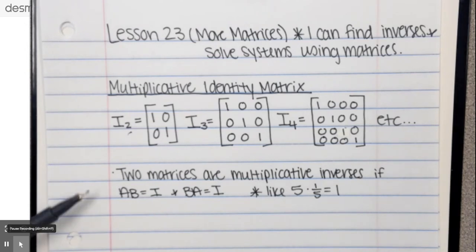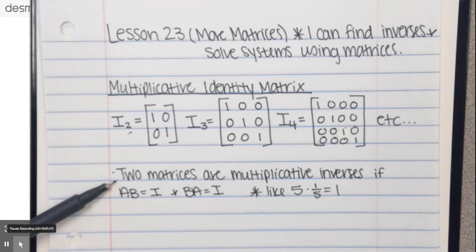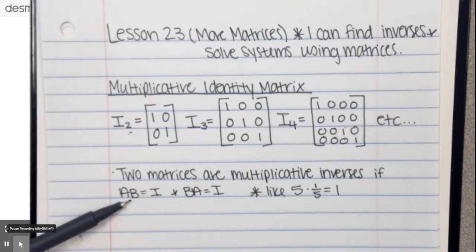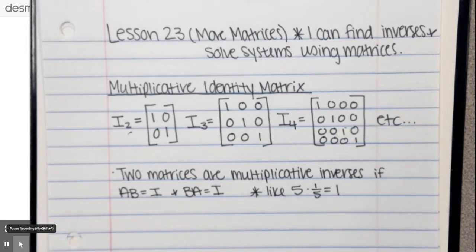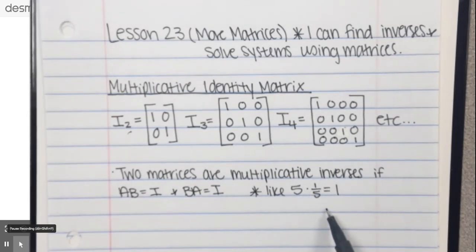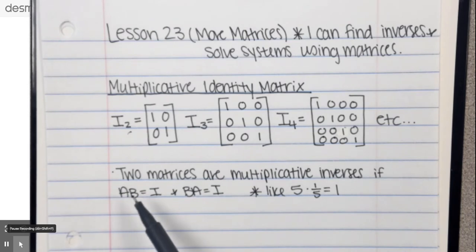All right. And we say that 2 matrices are multiplicative inverses if you multiply them together and you get an identity matrix. That's kind of like if you do 5 times 1/5, you get 1. That means those are multiplicative inverses. Okay, and the same is true with matrices. If you multiply these 2 matrices and get an identity matrix, then they're inverses.